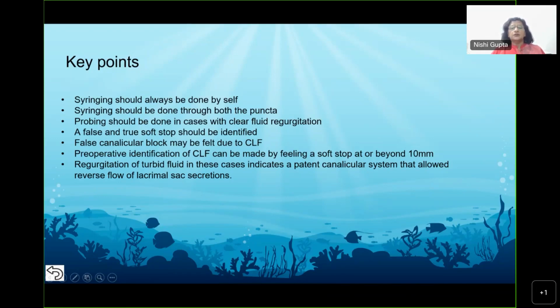Now a lot of eye surgeons are also doing endoscopic DCRs, and this incidentally was operated by an eye surgeon who himself did not do syringing through both the punctum. So if there is clear regurgitation, then probing should be done, as I just mentioned, that in case of clear fluid regurgitation, it can be a common canalicular obstruction also. And a false and true soft stop should be identified, as we just mentioned. False canalicular block may be felt due to CLF.